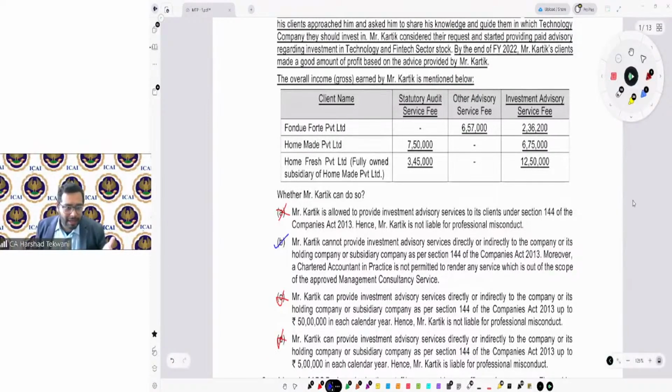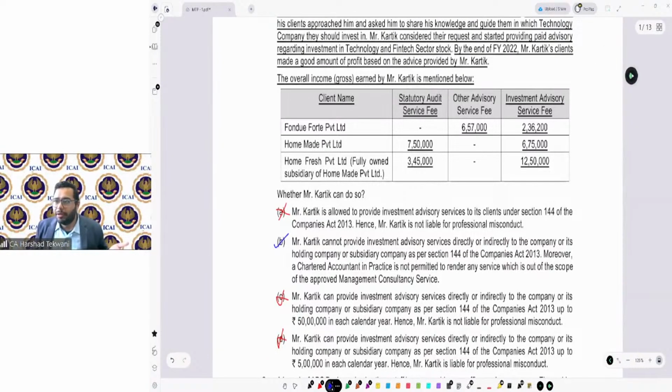Same way in the current case, first of all, section 144 is triggered. You cannot deliver the service. If you cannot deliver the service, there will be no reporting requirement in the picture. I hope I'm clear.